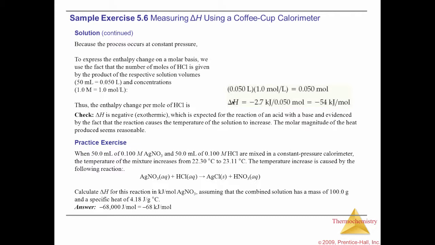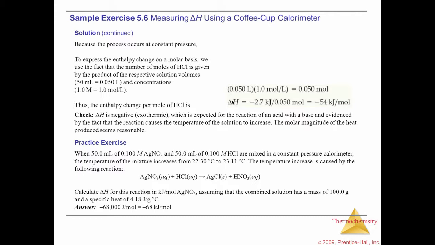54 kilojoules per mole. Delta H is negative, exothermic, which is expected for the reaction of an acid with a base and evidenced by the fact that the reaction causes the temperature of the solution to increase. The molar magnitude of the heat produced seems reasonable. Please complete the practice exercise.